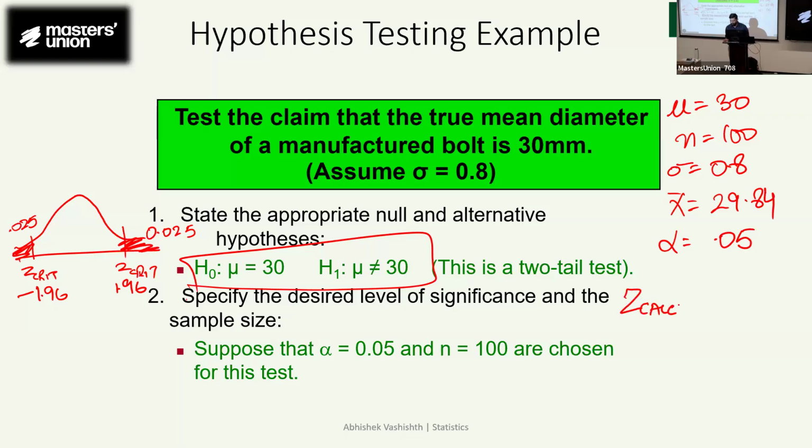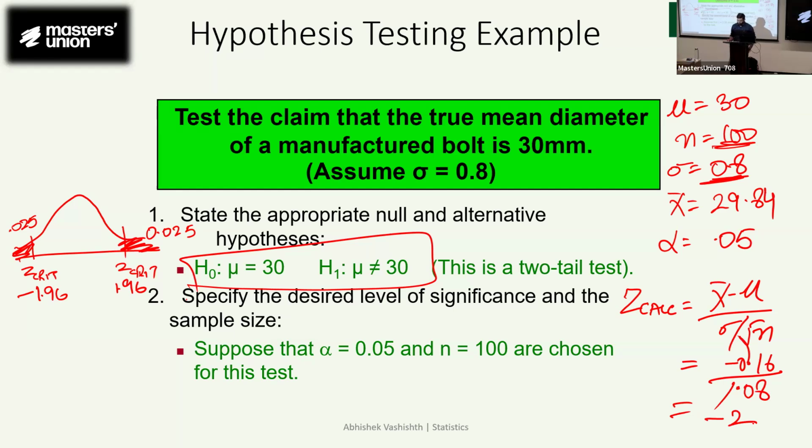Calculate Z calculated, fatafat. Z calculated will be X bar minus mu. What is X bar minus mu? 29.84 minus 30. Minus 0.16. Correct. Divided by sigma by root n. Sigma is 0.8, divided by root of 100, which is 0.8 divided by 10, that is 0.08. So 0.16 divided by 0.08, 16 by 8, negative 2. What you're getting is negative 2.